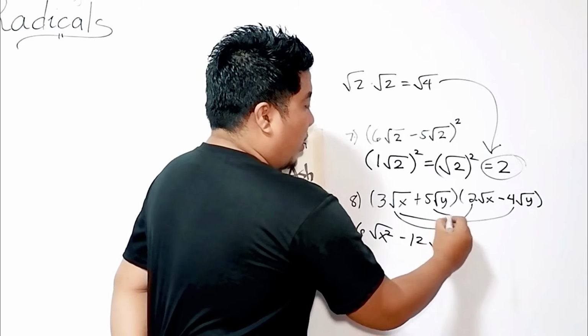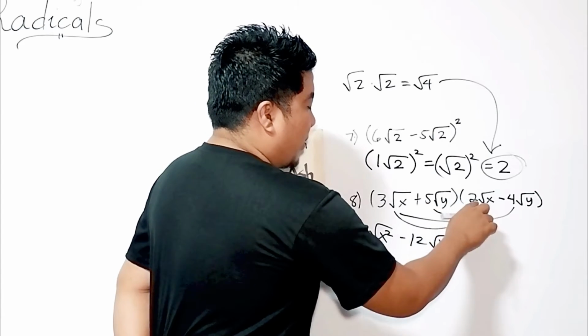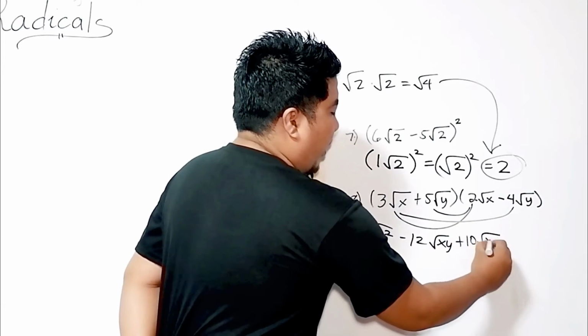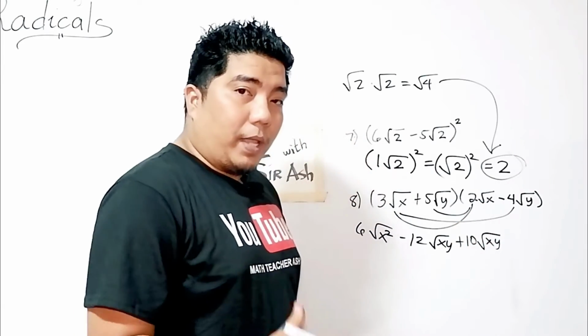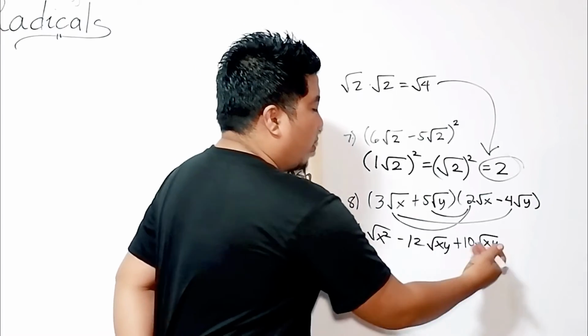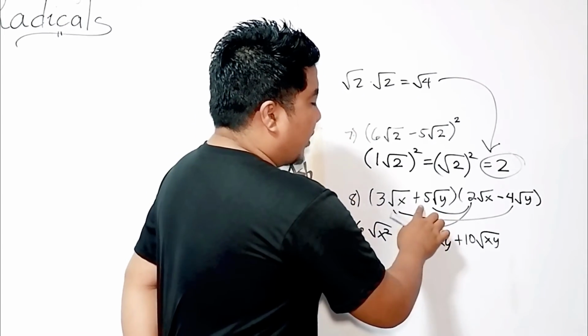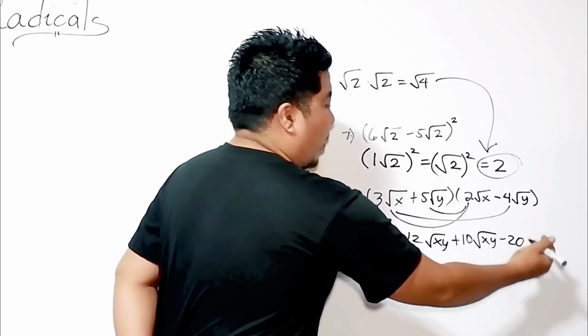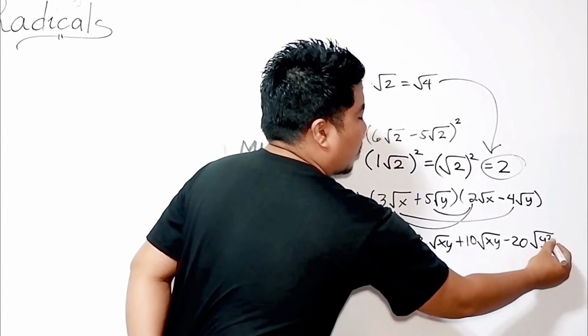Then we have now our inner terms. 5 times 2, that is positive 10. Square root of y times square root of x, that is square root of xy. Always apply the alphabetical order in writing your variables. Then we have positive 5 times negative 4, that will give us negative 20. Square root of y times square root of y, that is square root of y squared.